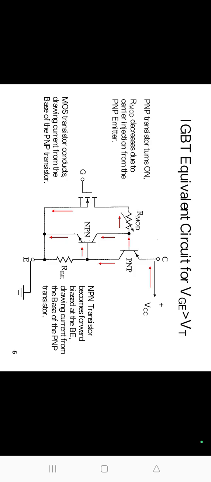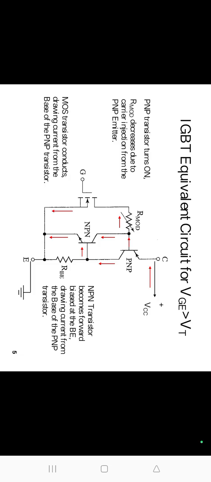Next one is the safe operating area of the IGBT. First one is the forward biased safe operating area. The forward biased safe operating area is square for turn-on times less than 1 microsecond. For the resistive switching times, the forward biased safe operating area is limited by the maximum junction temperature.